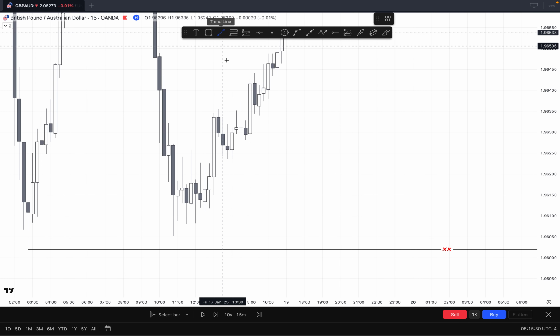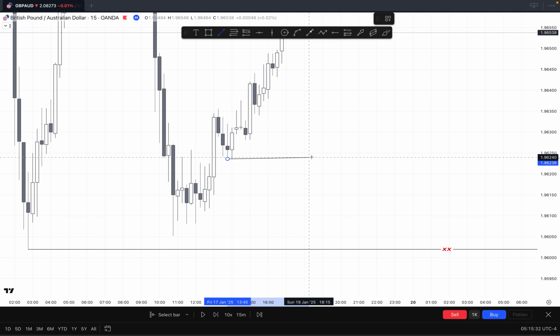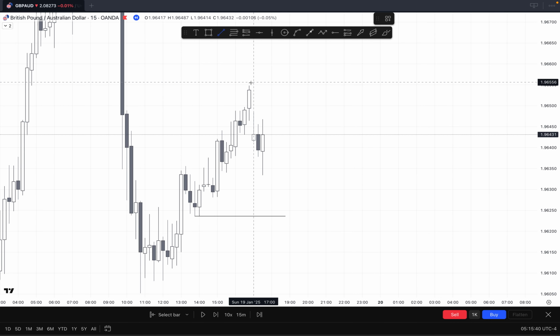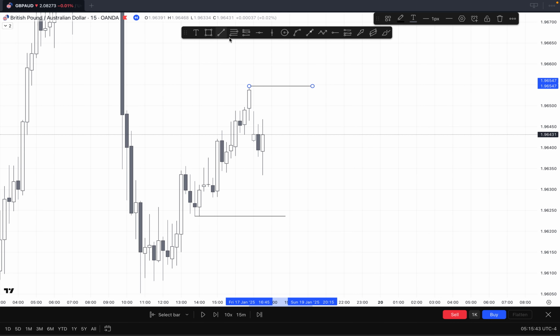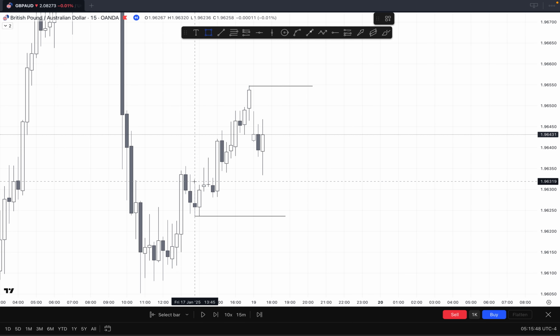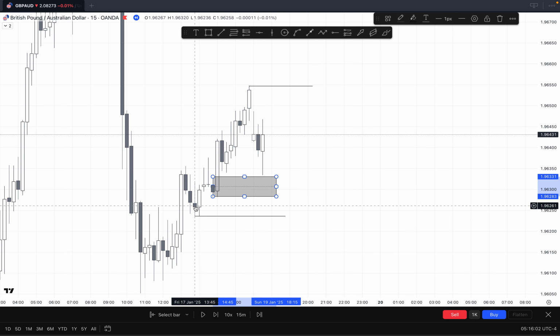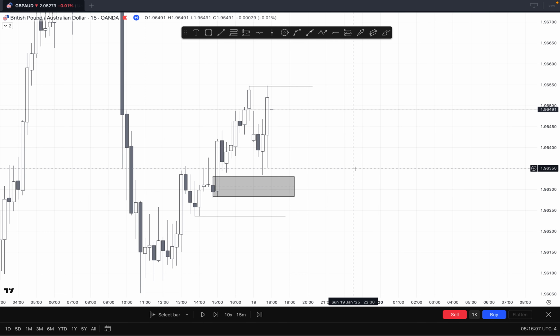On the 15-minute, we have a low here, yet to make the high. Then we have the high here. Looking to see a reaction from this point here, or the last area of hope, which would be this area here. Alright, let's see.